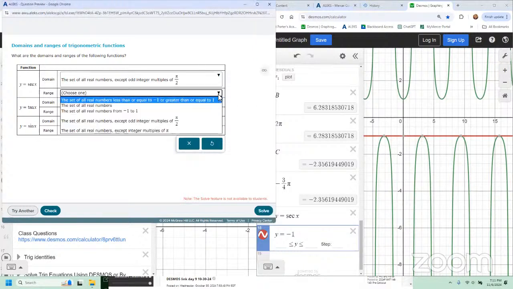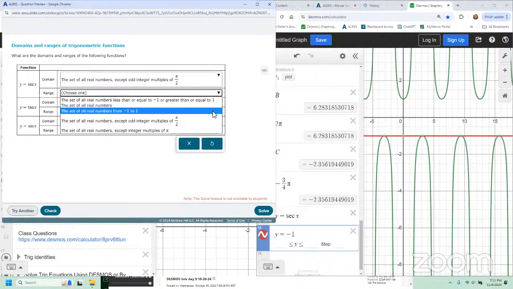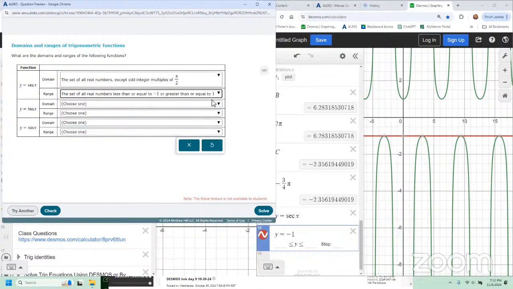Here's the set of numbers from -1 to 1. No, I don't want that. Oh, it was sitting on it. All the real numbers less than or equal to -1 and greater than or equal to 1. Okay, so that's sort of what I expect you to do with these.